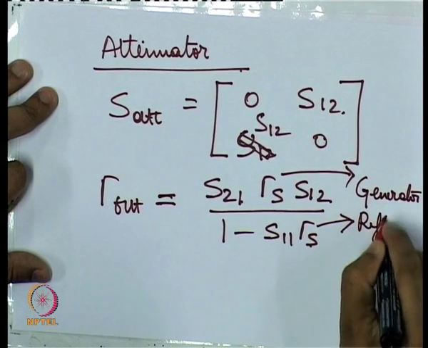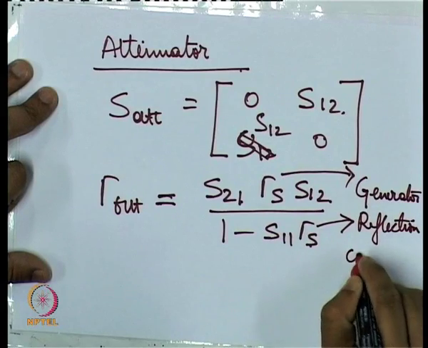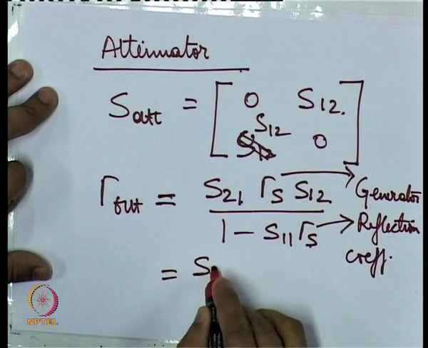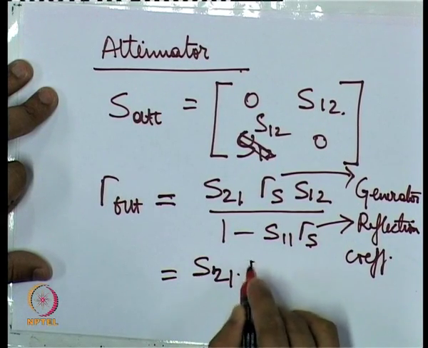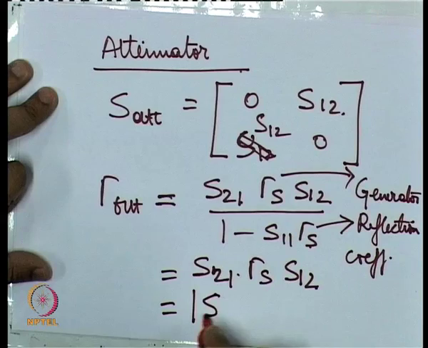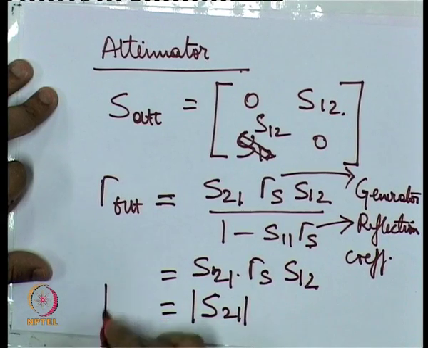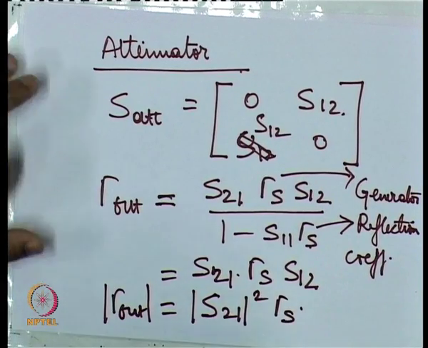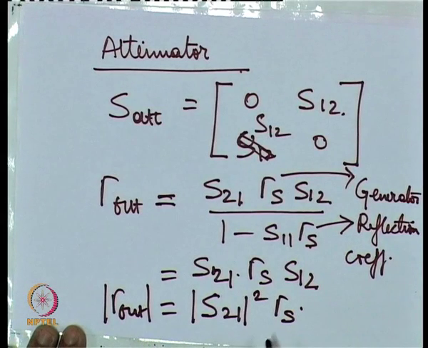So, just like the load reflection coefficient, we also have the generator reflection coefficient. Now, since S11 is 0, this should reduce to S21 gamma S S12, and then since it is a reciprocal device, we have S21 squared, if I directly write the magnitude like this. So, in order to reduce gamma out, either we make gamma S equal to 0, or we design our system such that this S21 magnitude squared is as low as possible.